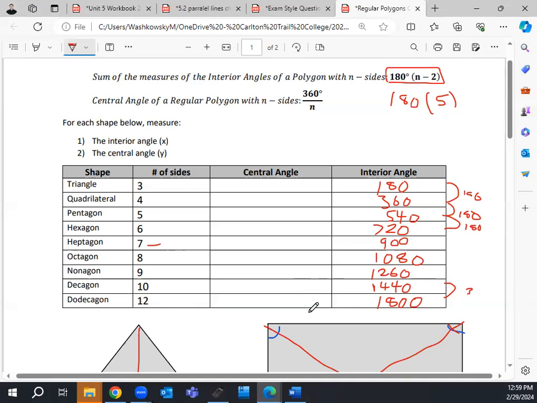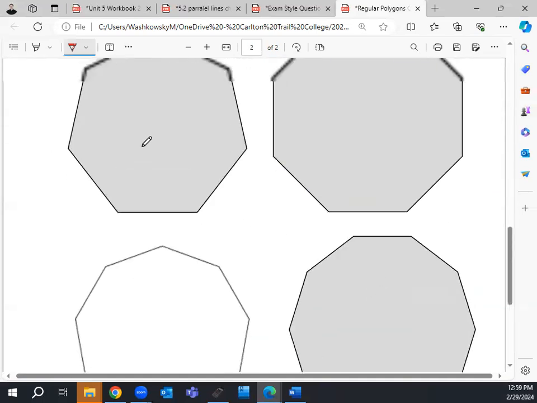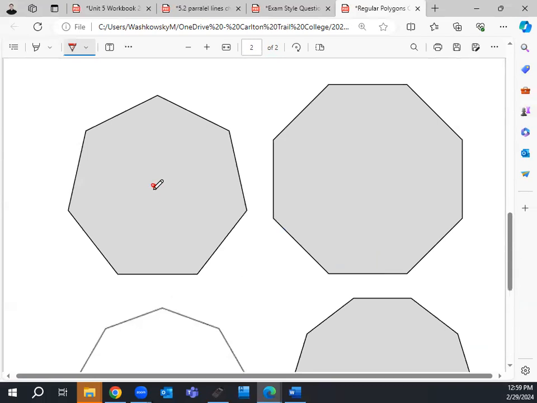And again, in a regular polygon, I can always take a shape. If I take this one here, this looks like a heptagon. From the center, you can always break those into nice even triangles.